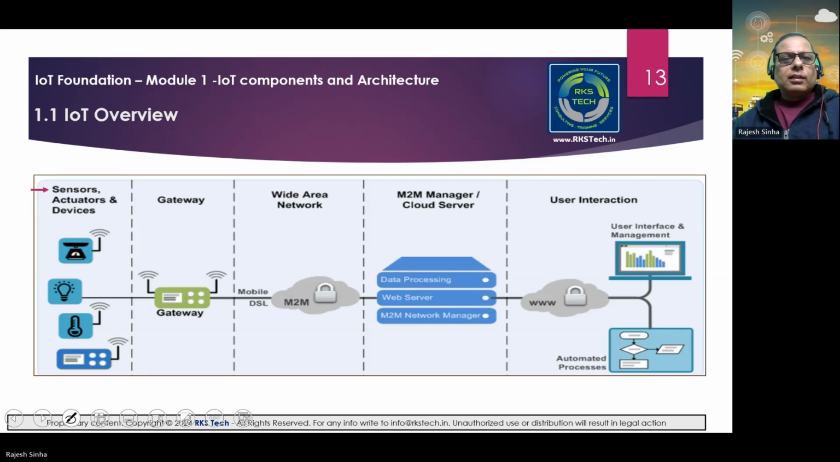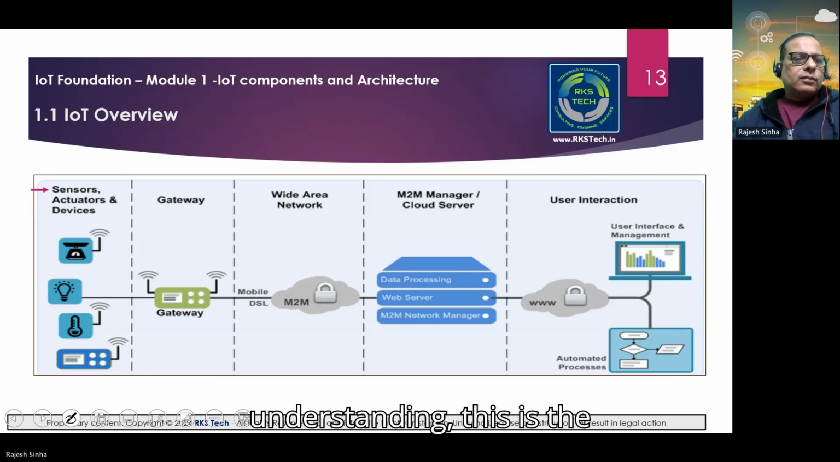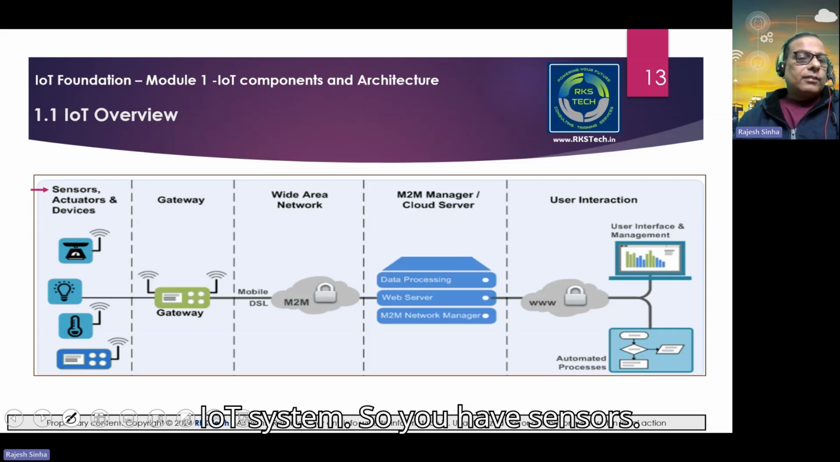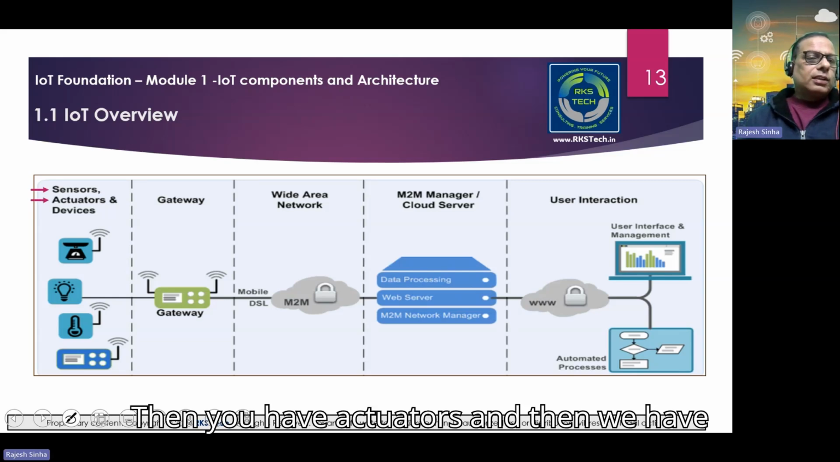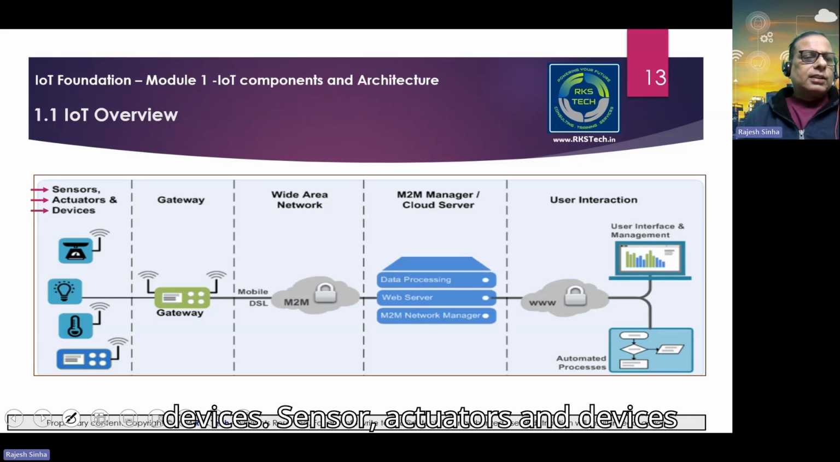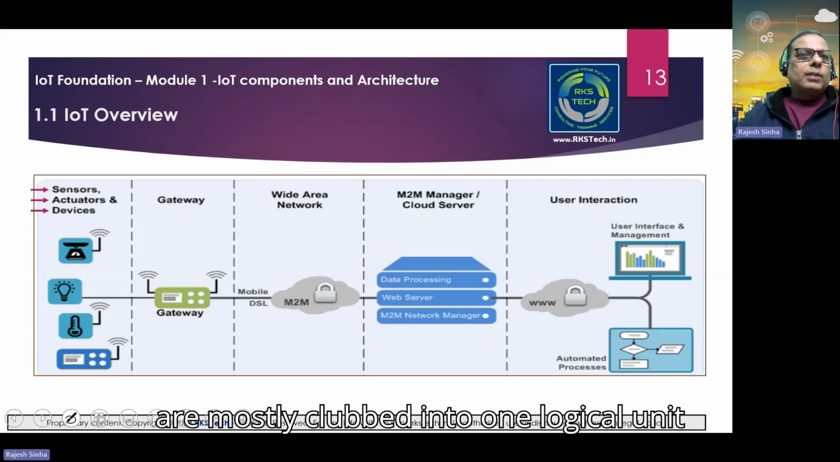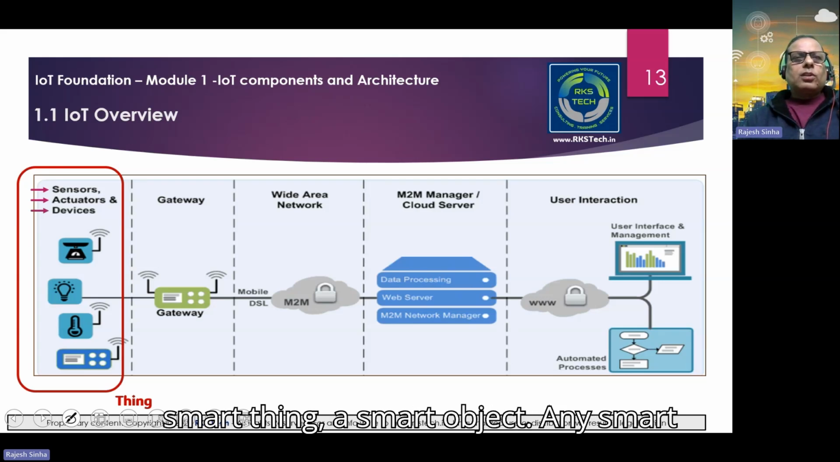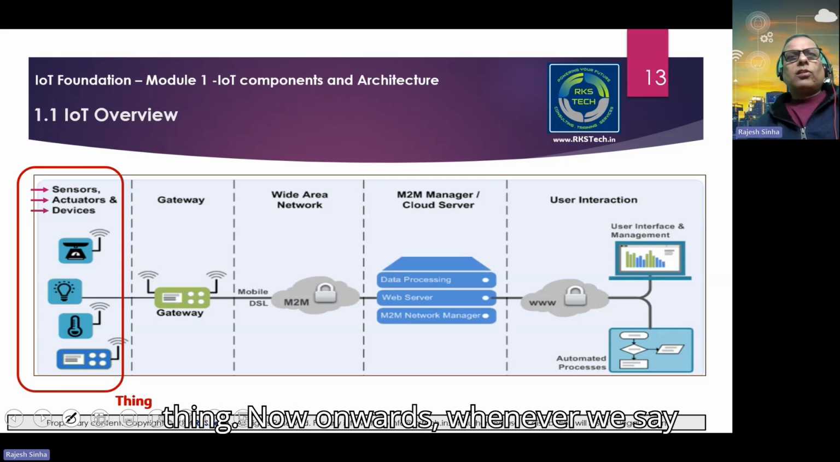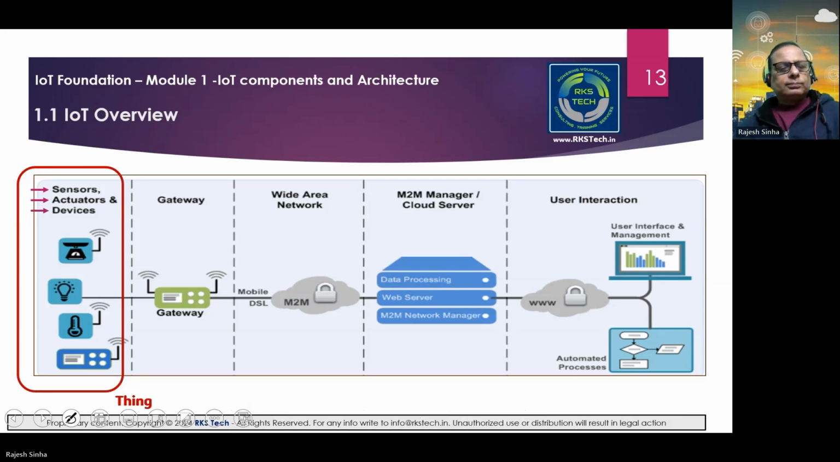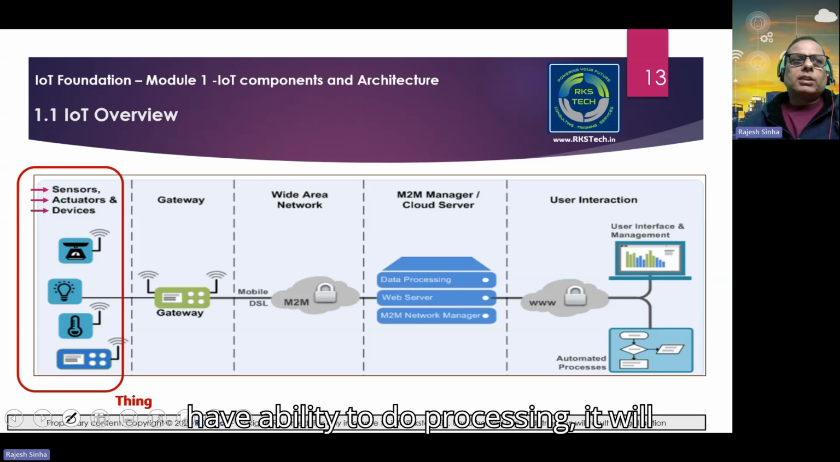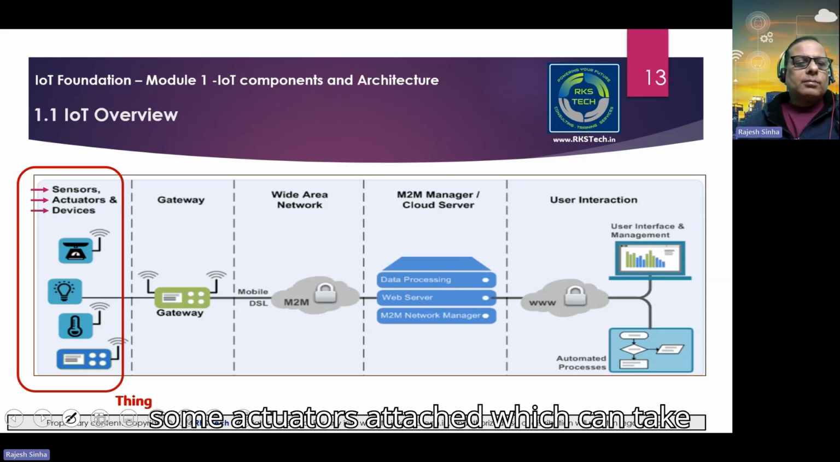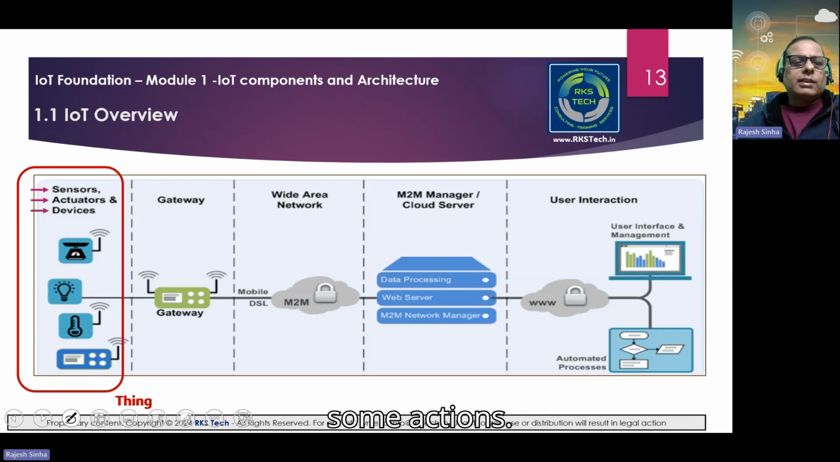So with this understanding, this is the simple and basic architecture of an IoT system. So you have sensors, then you have actuators, and then we have devices. Sensors, actuators, and devices are mostly clubbed into one logical unit, which is called a thing. Thing means a smart thing, a smart object. Any smart object in IoT terminology is called a thing. Now onwards, whenever we say thing, it means a smart object. A smart object will have the ability to sense, to do processing, and to communicate, and it may have some kind of actuators attached which can take some actions.